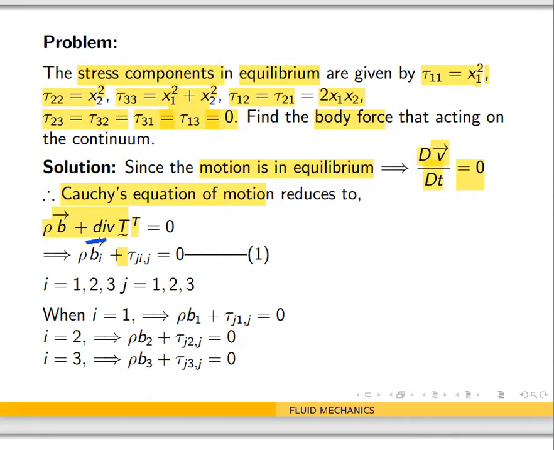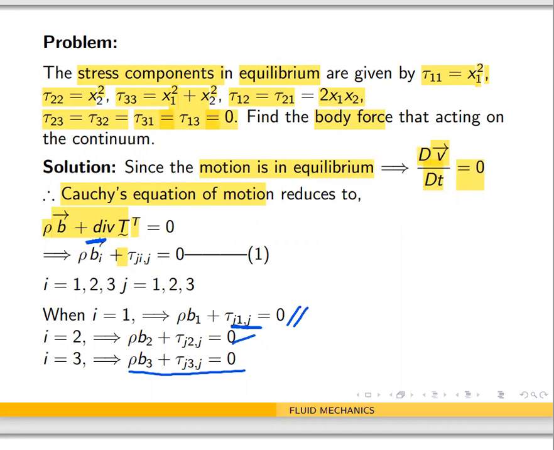Now, put i equal to 1 in equation 1. So in the place of i I am putting 1: rho b1 plus tau j1 comma j equal to 0. Put i equal to 2 now: rho b2 plus tau j2 comma j equal to 0. For i equal to 3: rho b3 plus tau j3 comma j equal to 0.